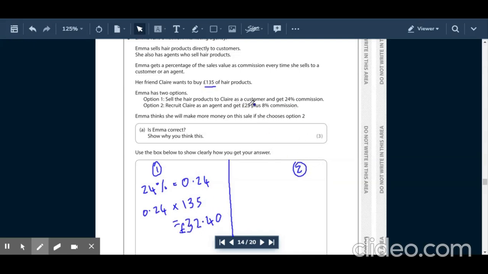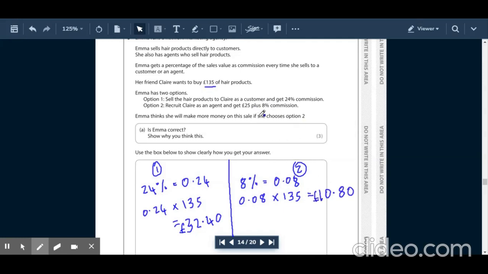For option 2, she's going to get £25 plus 8% commission. So first I'm going to find the 8%. It's the same process. 8% divided by 100 gives 0.08. Multiply that by 135. So that's 10.8 or £10.80.